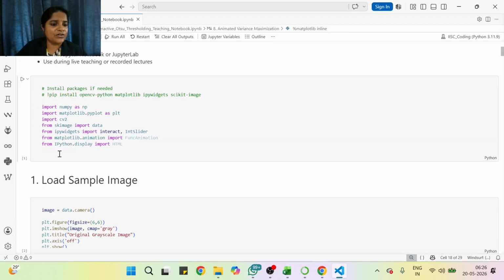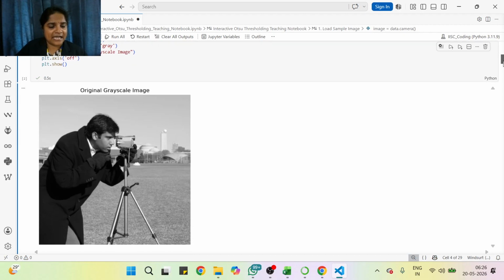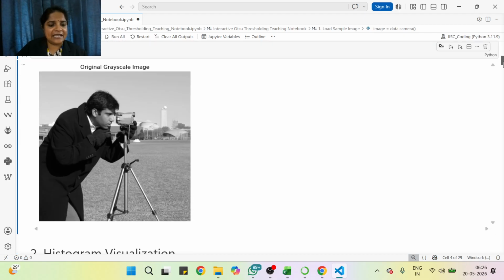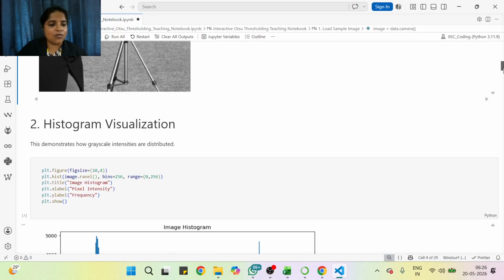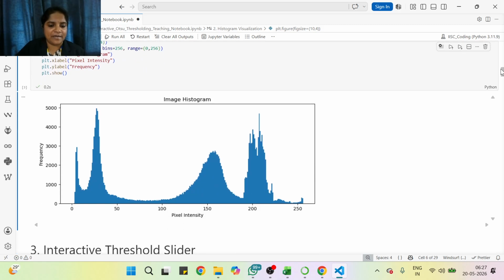So what I'm going to do is import the libraries needed to run my code. Now I'm loading the sample image. So I have taken the standard cameraman as my original grayscale image. All of you would be very familiar with this image. Now I am going to visualize the histogram of this particular input image.